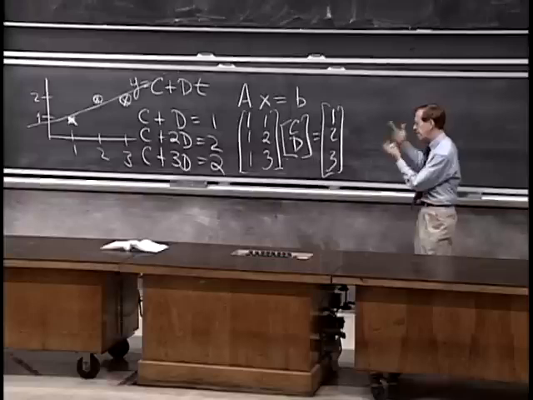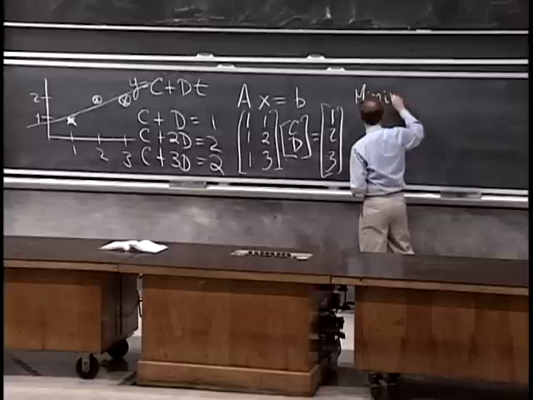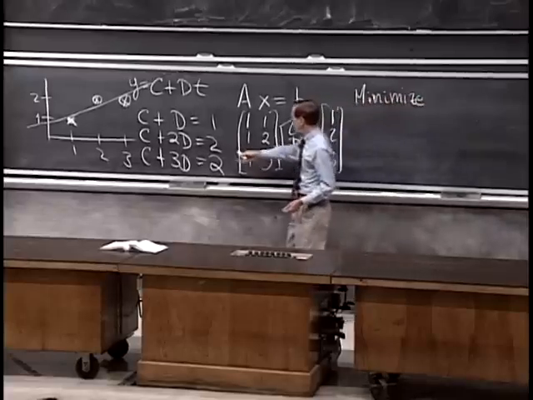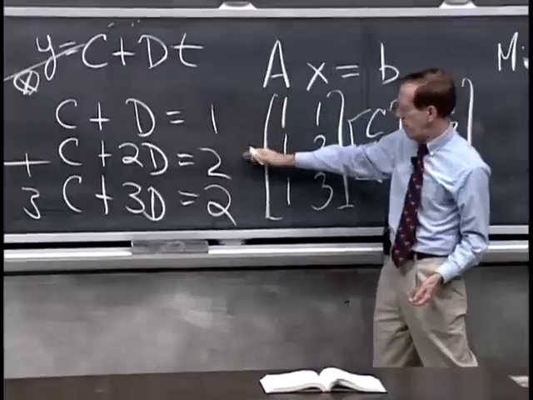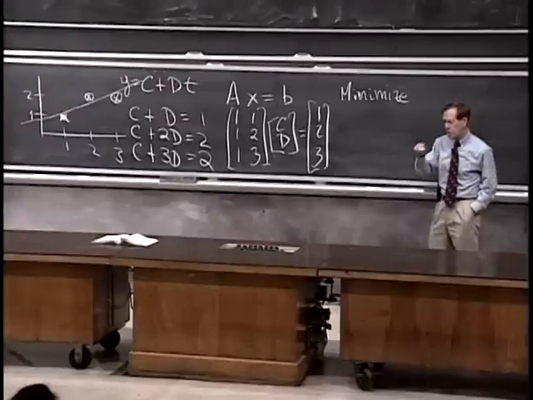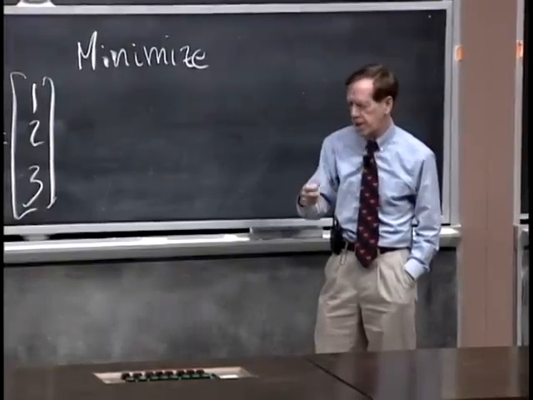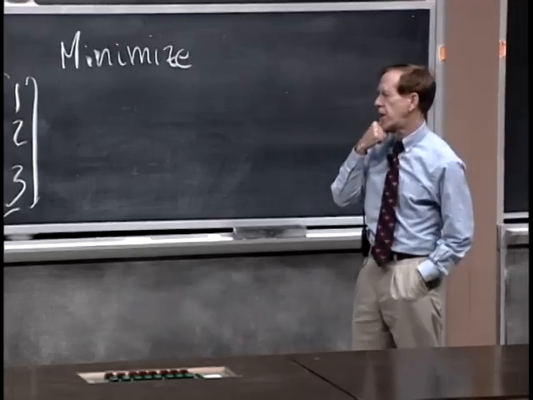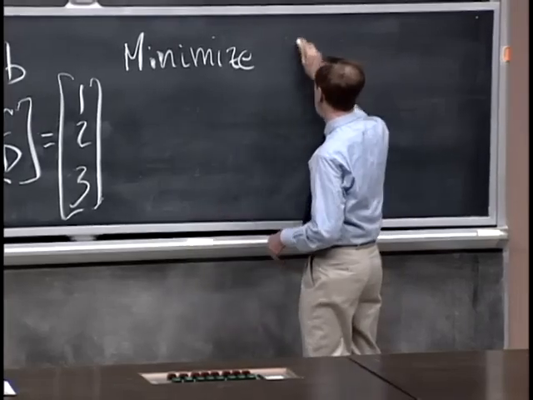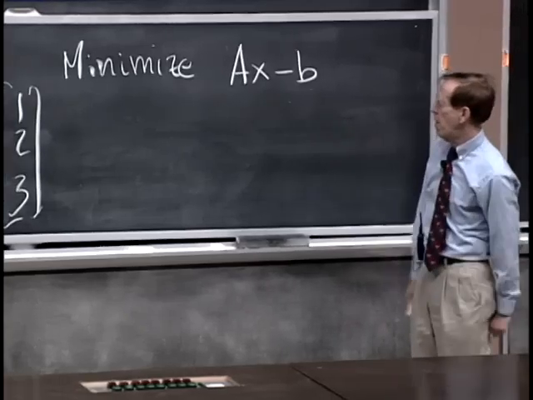The way that comes out to linear equations is I want to minimize the sum of these. I'm going to make an error here, an error here, and an error there. And I'm going to square and add up those errors. So it's a sum of squares. It's a least squares solution I'm looking for. Those errors are the difference between AX and B. That's what I want to make small.